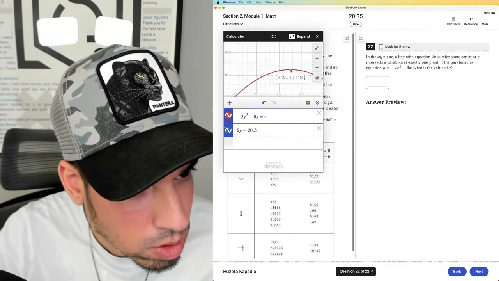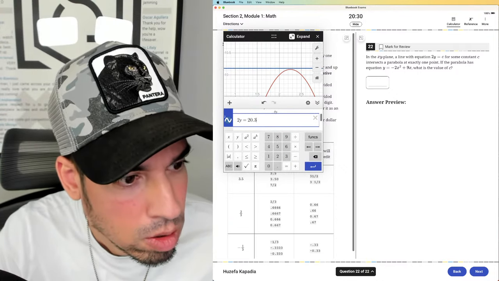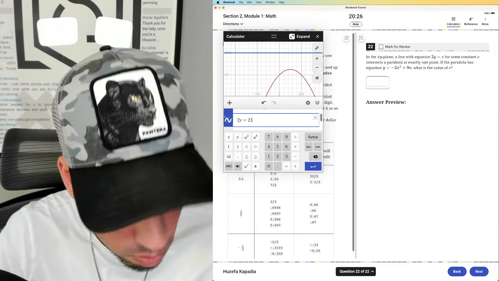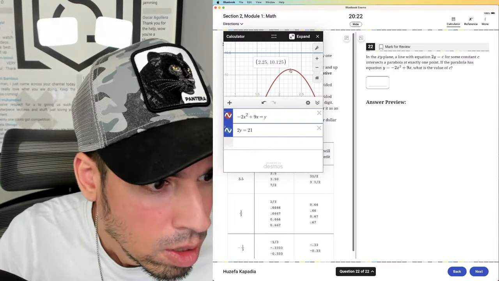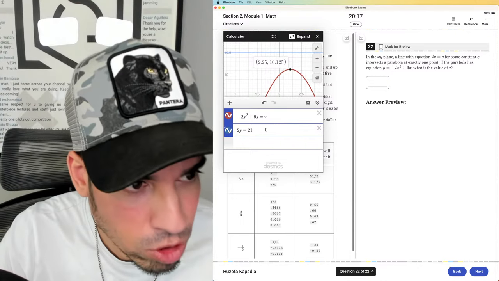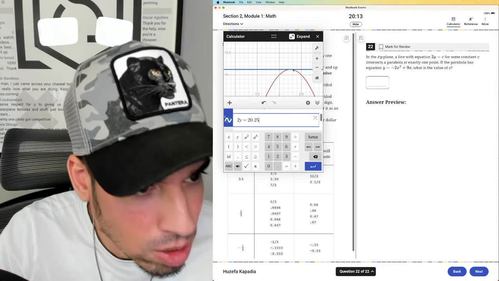What is the vertex of this? Oh, it's 10.5, so it's 21. No, wait. What was the vertex? Hold on. You'd have to guess and check. It's double that, so it's 20.25. But anyways, you can figure it out, which is a little guessing and checking until you get it right there.